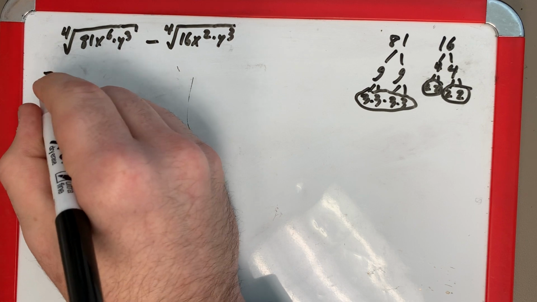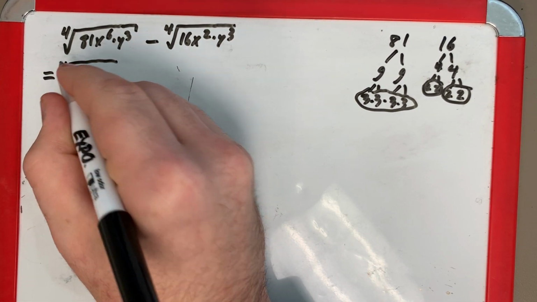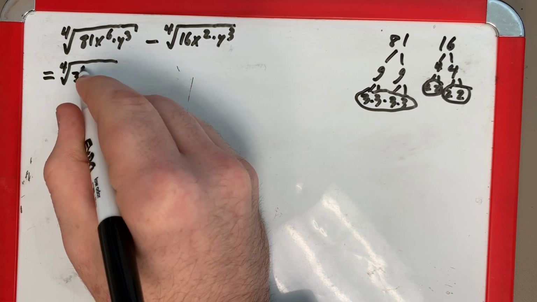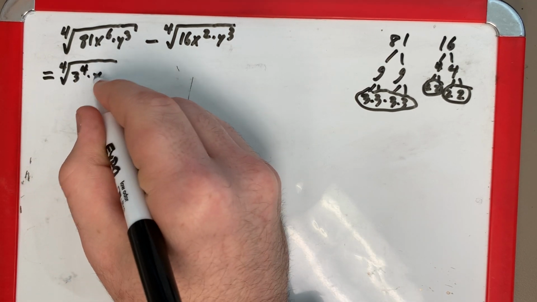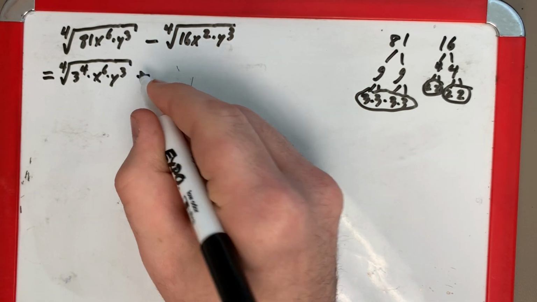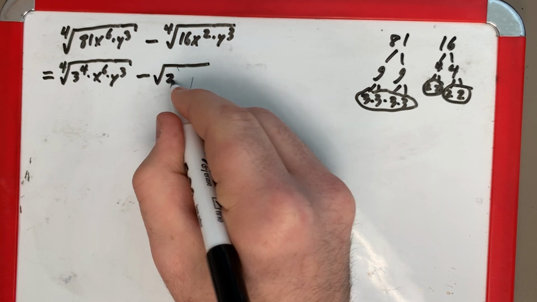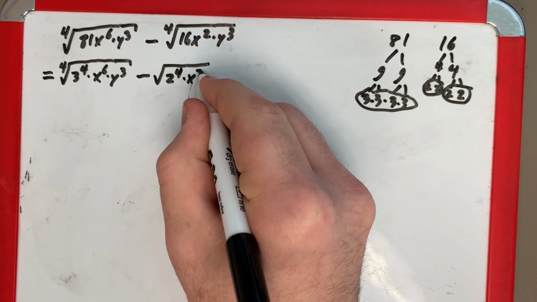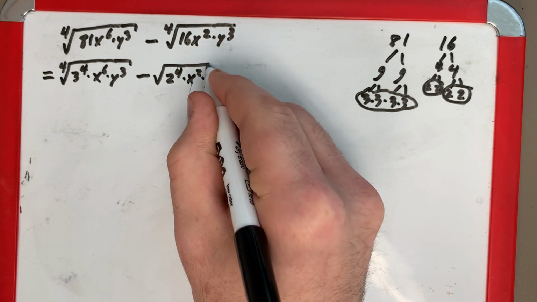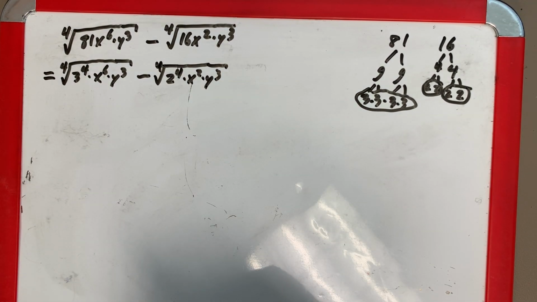So rewriting, just using our factor tree information, we have fourth root of 3 to the fourth times x to the sixth times y cubed. Okay, and then we're going to break down the 16 into a power, so we have 2 to the fourth times x squared times y to the third, and that's the fourth root. Okay, so far so good.